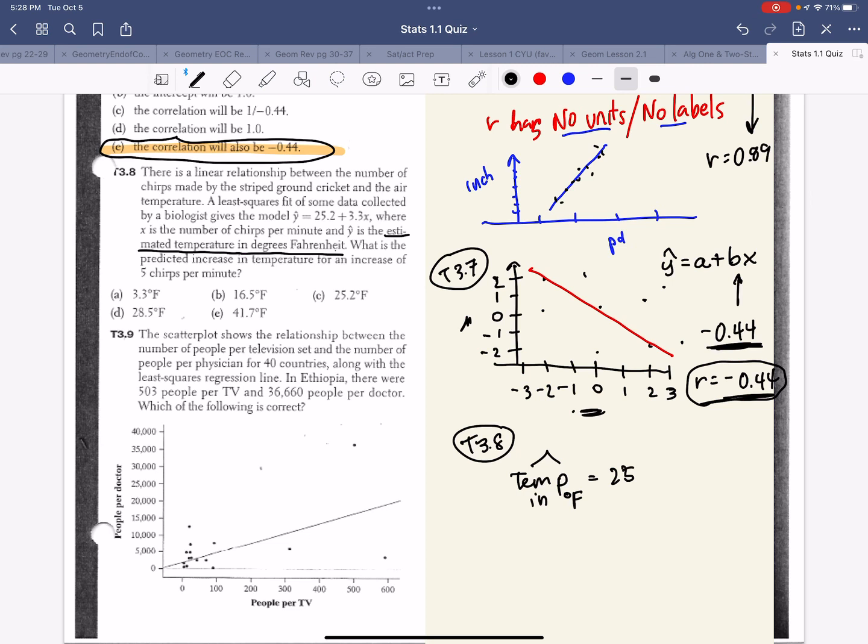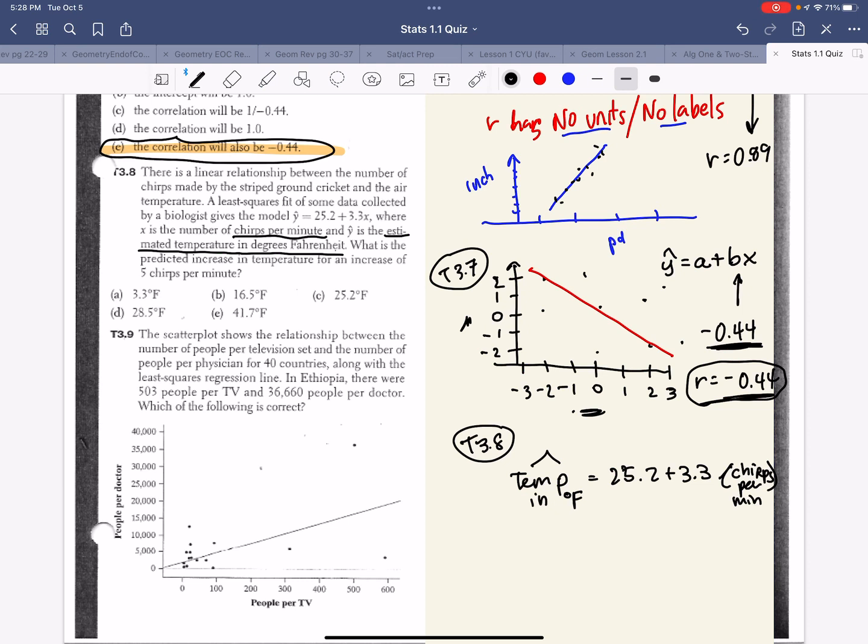All right, and so here's my line of best fit. X is, well, it says, what am I going to use to predict that? X is the number of chirps per minute. So this is totally true. This is out of real life.